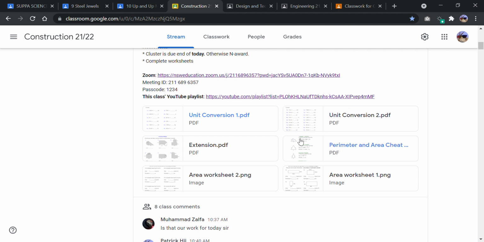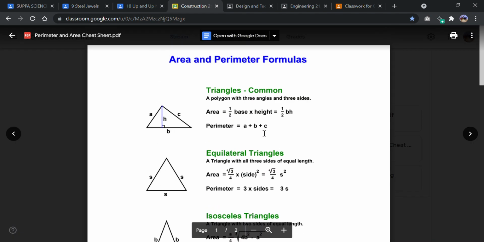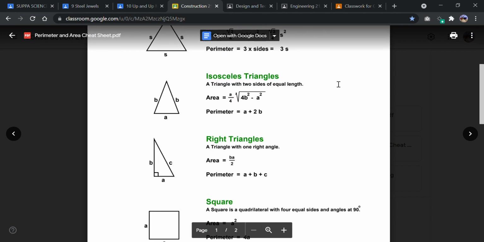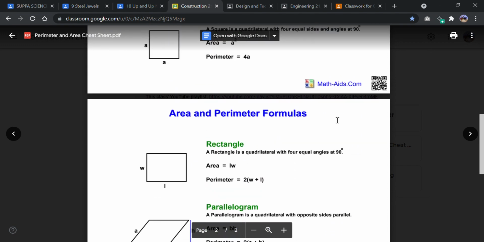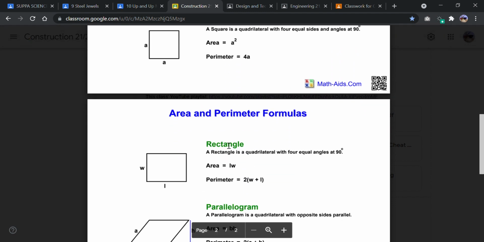But today we're going to focus on area. So how to calculate area. And this is a cheat sheet here to help you guys. What we're going to be looking at in particular is the area of a square and area of a rectangle. All right. So let me just clarify some things.